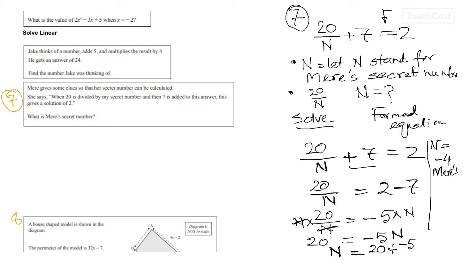Please do not forget to write this. Mary's number or magic number is negative 4. You can try that. You can test it on this one. If I replace n by negative 4, that will give me negative 5. And I'm adding 7. That amounts to 2, which is supposed to be the number on the right hand side.